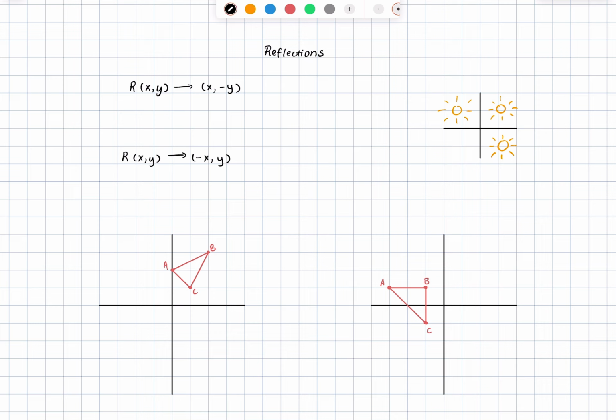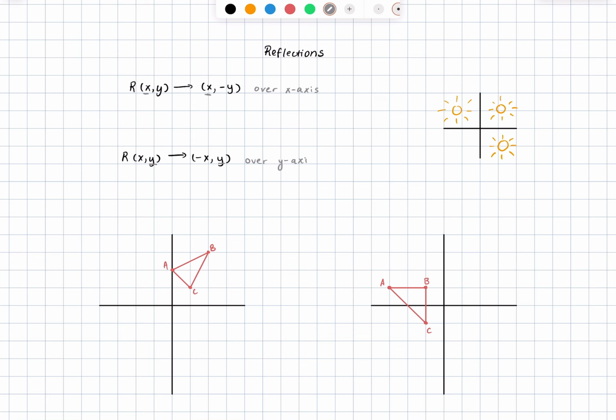So one way to identify it is that if the x stays the same, that means the image is reflected over the x-axis. In this case, if the y stays the same, like you don't see any change of signs, this means this is over the y-axis.